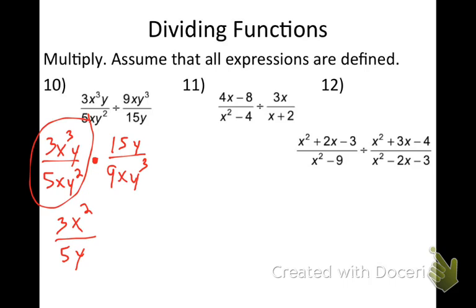3 and 5 can't really, they're not divisible. x to the third over x gets me x to the second. y over y to the second gets me y. Times 15 over 9 simplifies to 5 thirds, over xy to the second. Is that right?